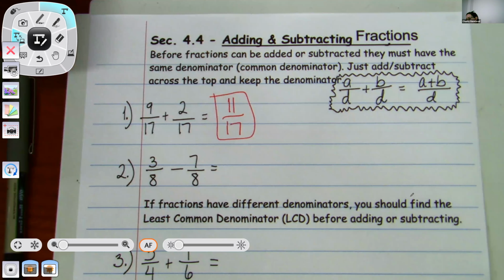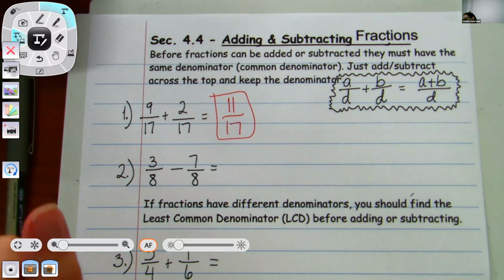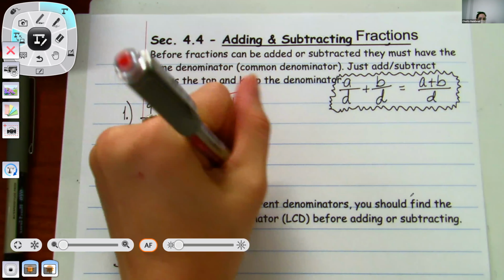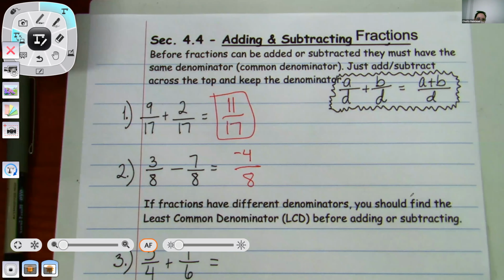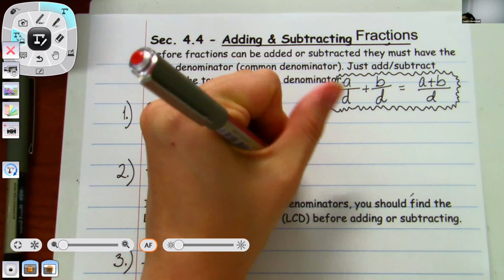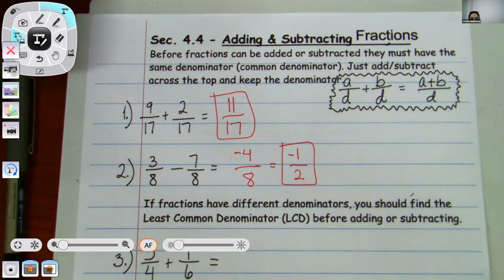And then 3/8 minus 7/8. So 3 minus 7 would equal -4. So that would be -4/8. But we always need to simplify that, or in other words, we need to reduce that. So 4 goes into 4 one time, and 4 goes into 8 two times. So that simplifies to be -1/2.